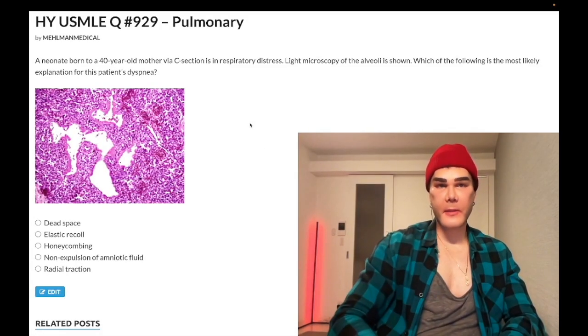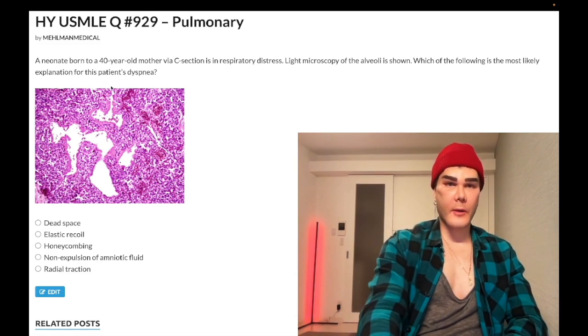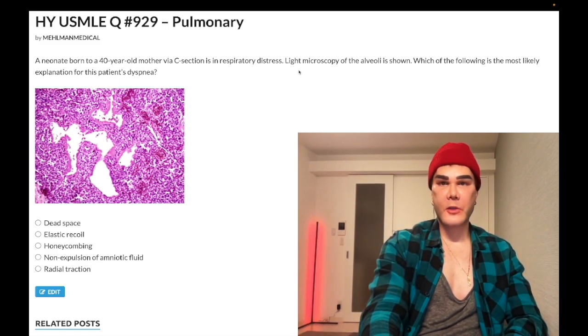How's it going, guys? You have a medium difficulty question for pulmonary for Step 1, nearly identical question shows up on one of the offline NBME exams. A 40-year-old woman gives birth to a neonate via C-section. He's in respiratory distress. Light microscopy of the alveoli is shown. Question: the most likely explanation for the patient's dyspnea?